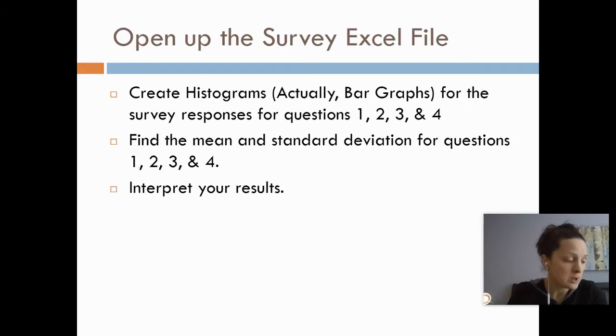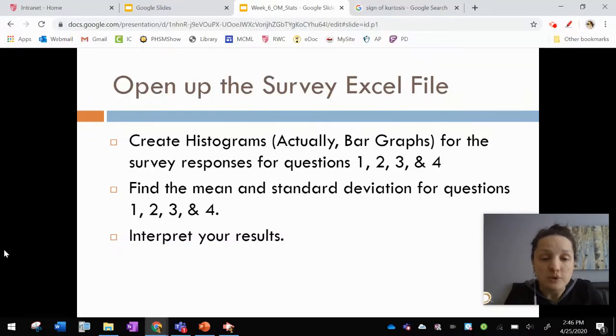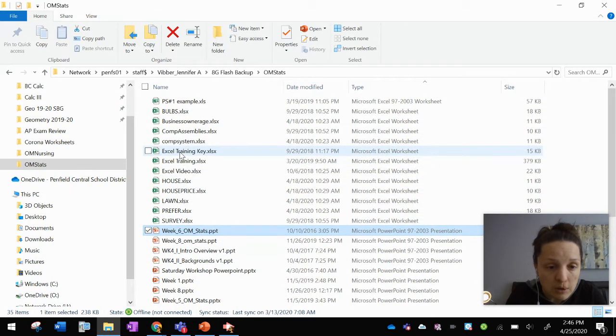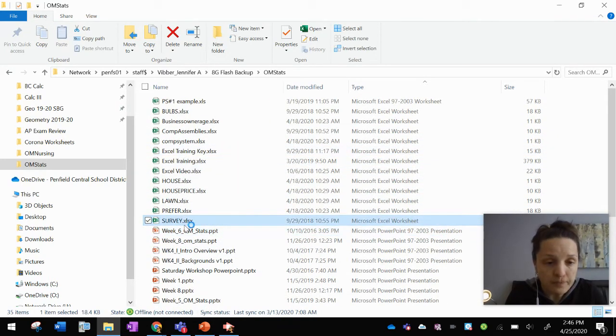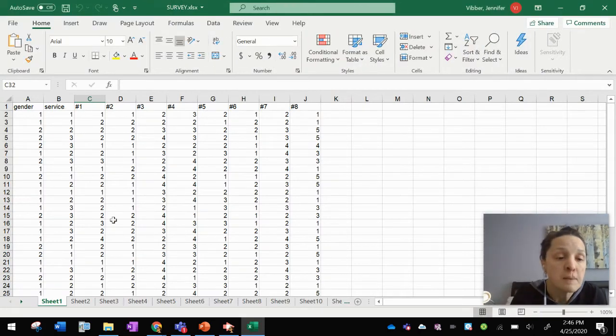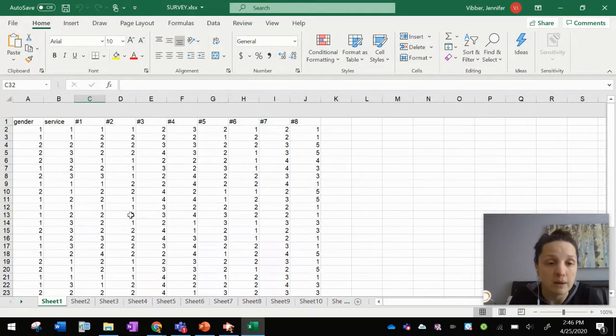All right. So we are going to do some stuff in a survey file so you can see what it looks like to analyze a survey. So if you want to follow along, we are going to open up the survey data, and I will do the same. There it is. And we're going to interpret the results. So this is me showing you how you might do this for your project, okay? So here is survey data.